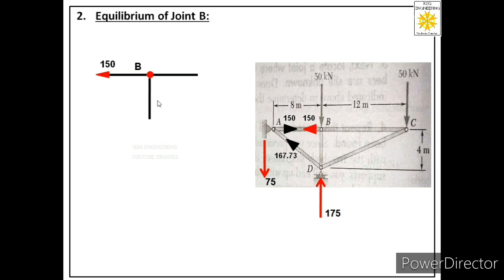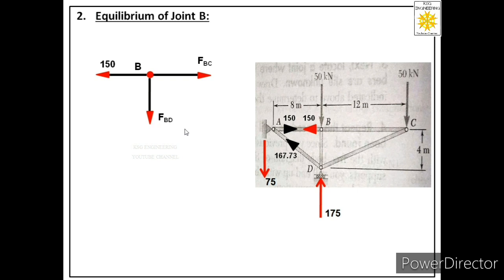Now other two members are unknown members, and we know in unknown members we assume force away from the joint, means tensile force. So this is member BC. So in this member we have labeled tensile force FBC acting away from the joint. So this member is BD. So in this member we have labeled tensile force FBD acting away from the joint.